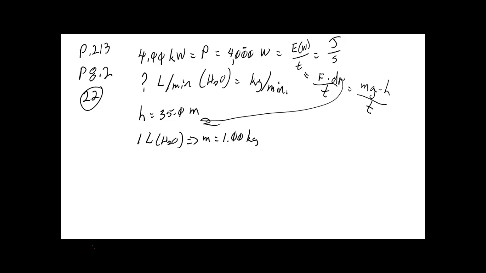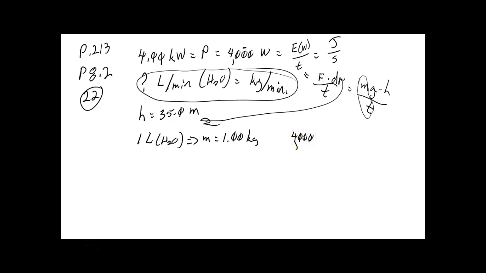basics. What we're looking for is mass per time. They're asking for liters per time, but that's the same as kilograms per time. So if we can isolate that, we've got it knocked, right? So what we have is the power, which is 4,000.